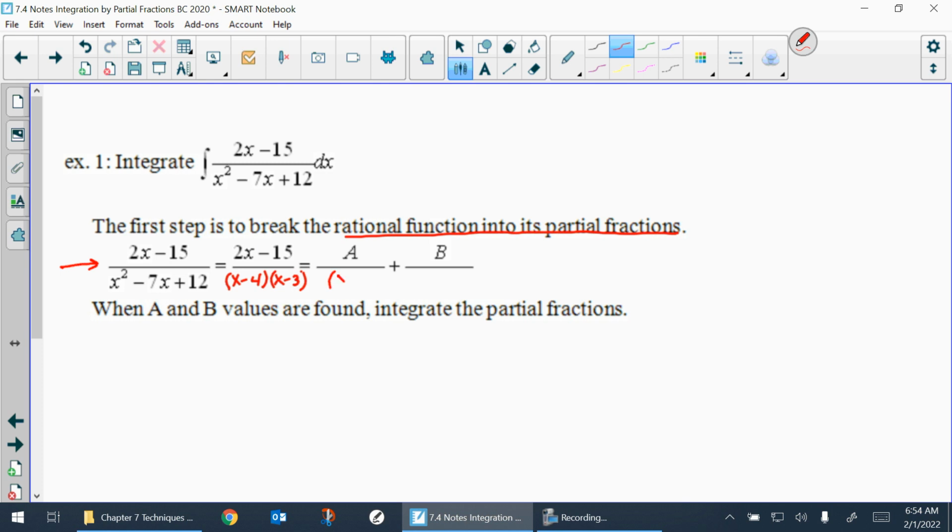And let's put A over x minus 4. Let's put B over x minus 3. And let's figure out what's the value of A and what's the value of B. Well, what I would do is to get a common denominator in this situation over here is I'd multiply top and bottom by x minus 3, top and bottom by x minus 4, and so I'd have A times x minus 3 over this common denominator.